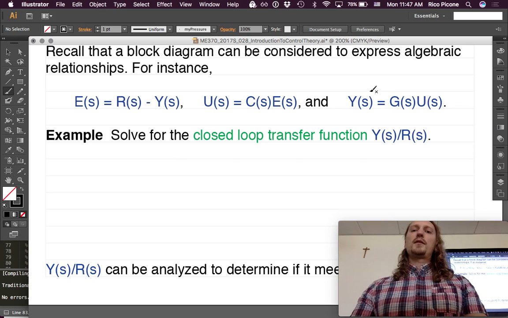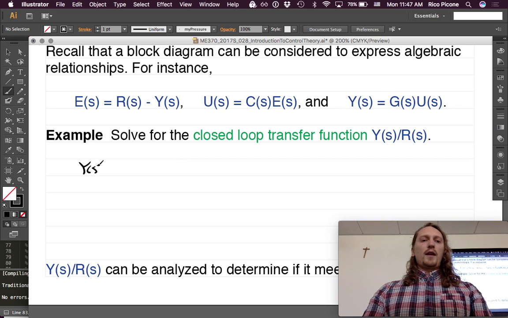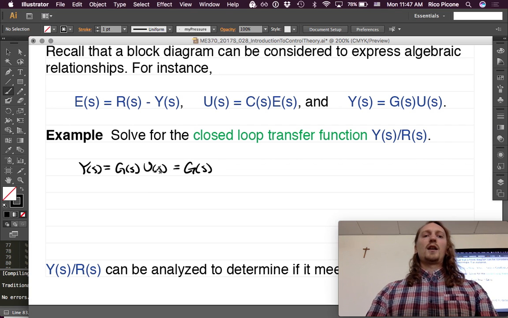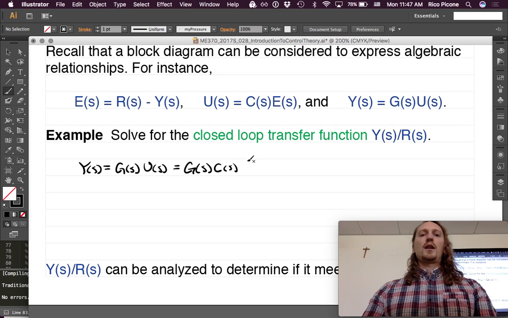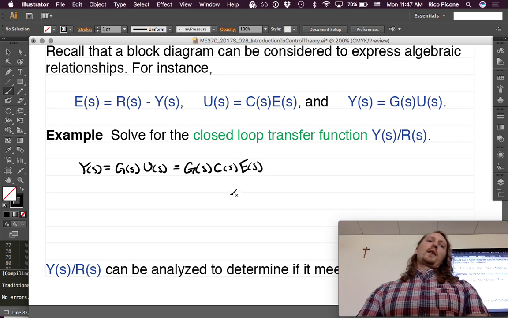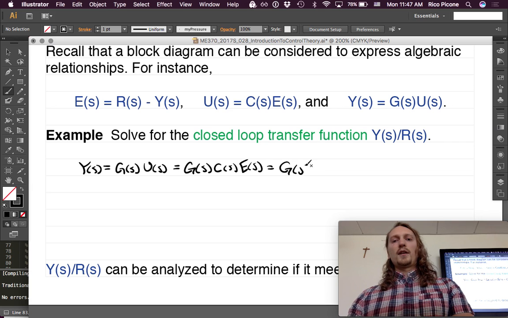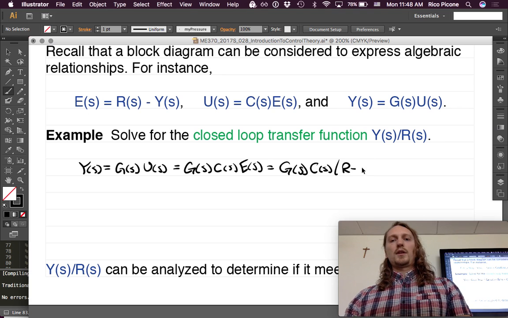Let's start with this last one. So Y of s equals G of s U of s. U of s is just equal to CE, so G of s is still there. Plug in that U is equal to C of s, E of s. But E of s is just equal to R minus Y, right? So G of s, C of s, times R of s minus Y of s.